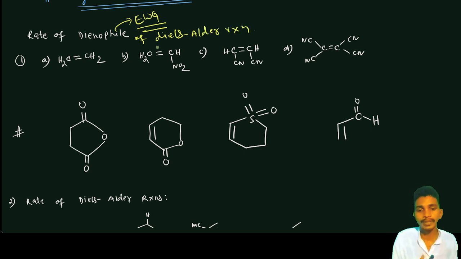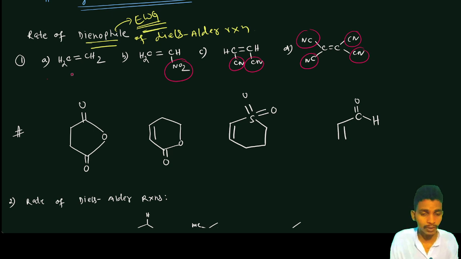So what we said is that if an electron withdrawing group is present on the dienophile, it increases the rate. In this question, these are the electron withdrawing groups: here 4 electron withdrawing groups, here 2, here 1, and here no electron withdrawing groups are present. So for the reactivity of dienophiles, electron withdrawing groups increase the rate. The order will be first D, then C, then B, then A.